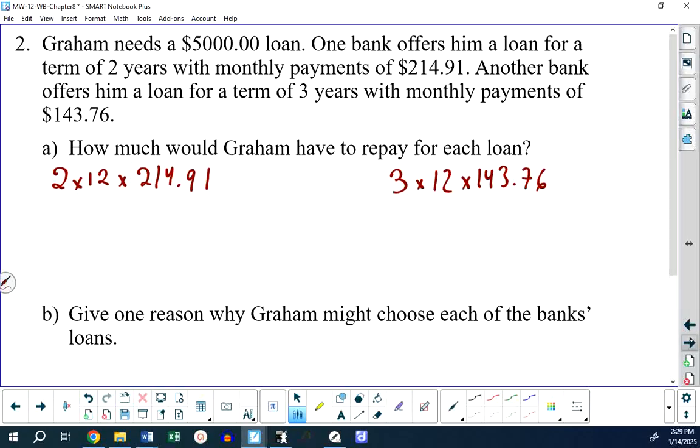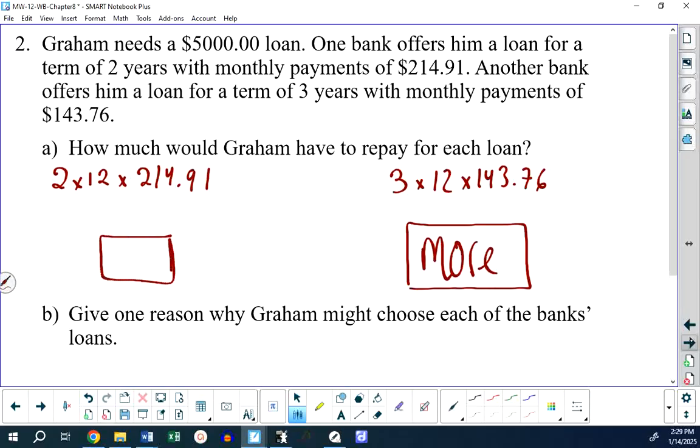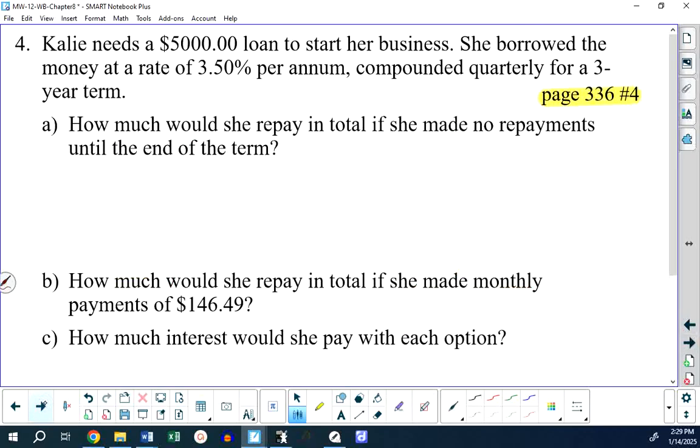And it turned out that this was more than this. And I had asked people to come up with a reason why you might want to go with the more, and I think, Addison, you said because maybe your finances are such that you can't afford $215 a month, but you can afford $144 a month. On the other hand, if you can afford $215, this is a better option because you pay less. Does that make sense? Okay. All right, we're going to move on here.